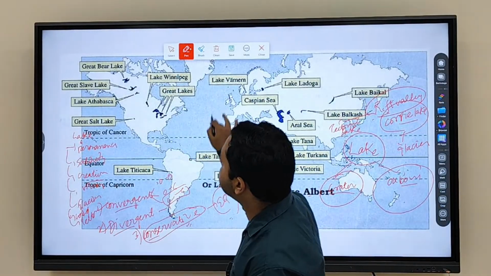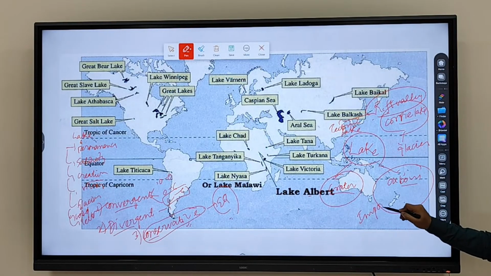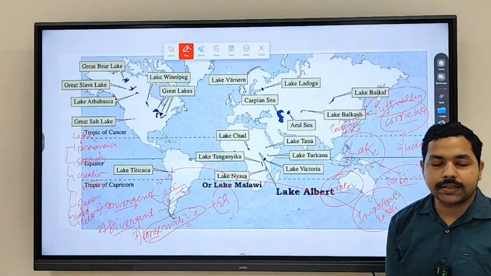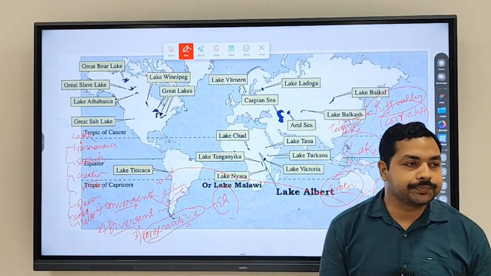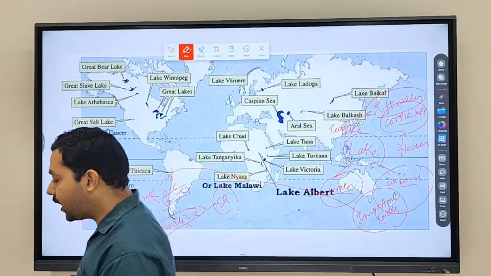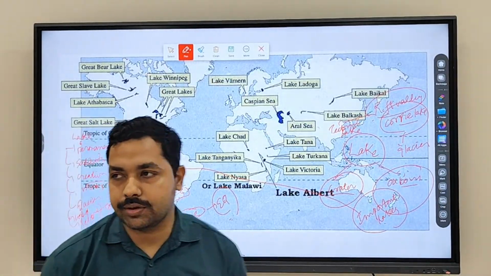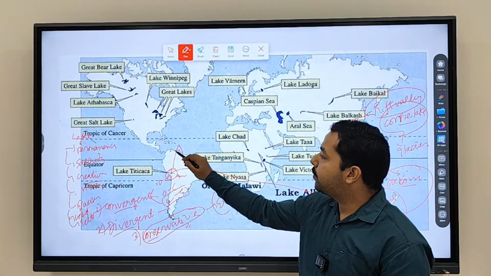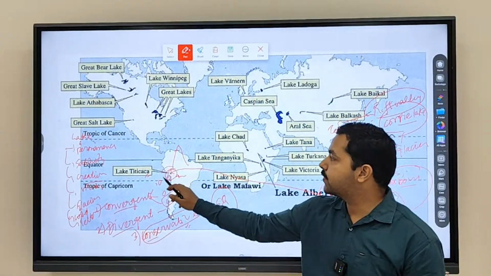Clear? Then we started with the concept of important lakes. One of the important lakes, as we discussed, is Lake Titicaca. Why is Lake Titicaca famous? We discussed that it is the world's largest commercially navigable lake. So it is known for commercial navigation. Lake Titicaca lies in the Andes, in the mountain areas, and it is the largest lake of South America also.